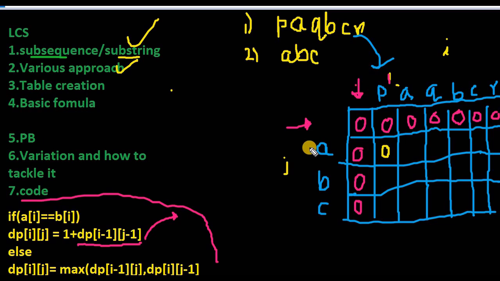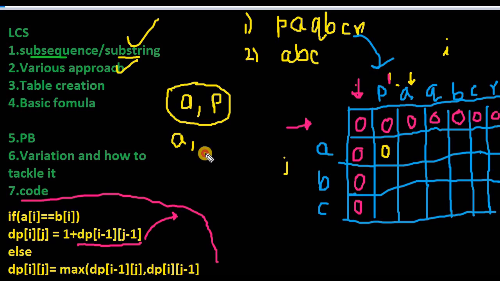What we initially do is compare A and B and check if there is any subsequence present in these two. No, hence we return the value 0. After that we will come to this particular point. Here we will be checking the subsequence between A and PA. Is there any subsequence? Yes, we can say that A is present in both.